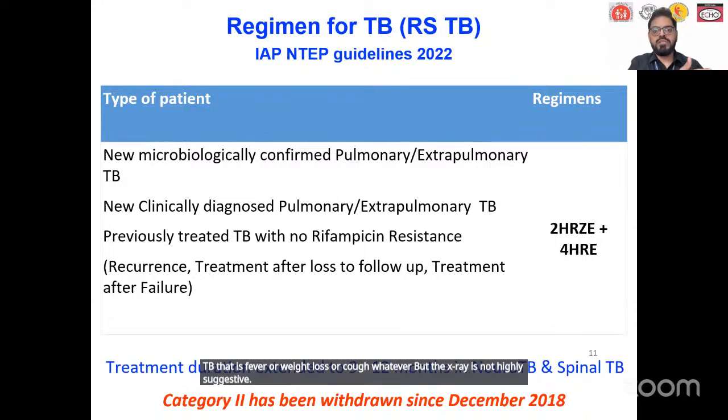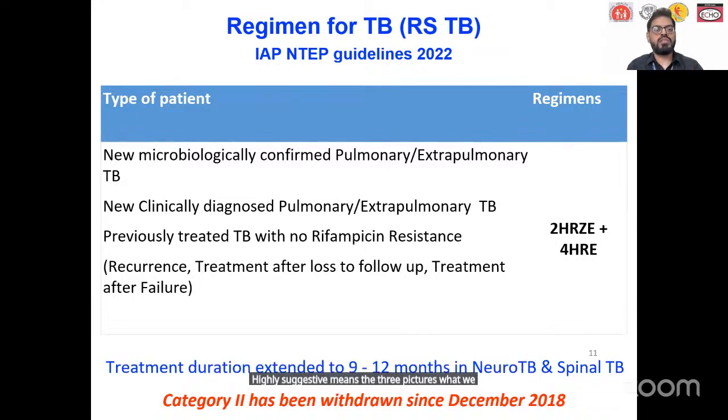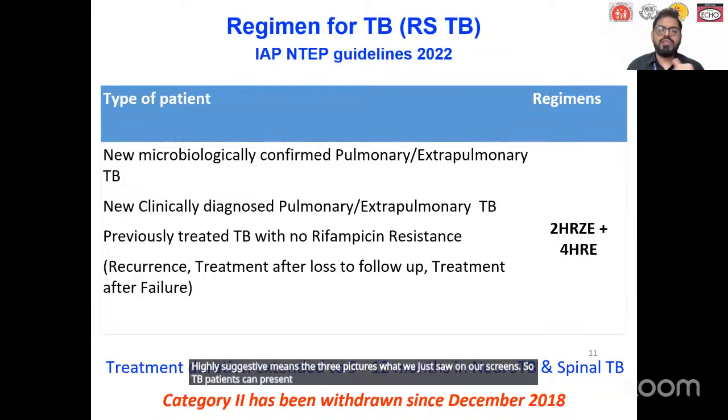Highly suggestive means the three pictures we just saw on our screens. TB patients can present only with pleural effusion. They can present with just a consolidation or just a bronchopneumonia kind of picture, anything. So these are not highly suggestive, because this could be TB or any other bacterial, parasitic or viral organism which is giving rise to this picture.